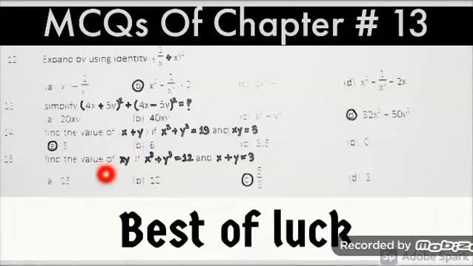MCQ number 15: find the value of xy if x cube plus y cube is equal to 12 and x plus y is equal to 3. This is the cube, so to solve this question, we will take the cube on both sides of this equation. After taking the cube, we will expand the cube, and then we will put the values of x cube plus y cube and x plus y. We will get the value of xy, and the value of xy will be equal to 5 by 3. So this was the worksheet of chapter number 13.